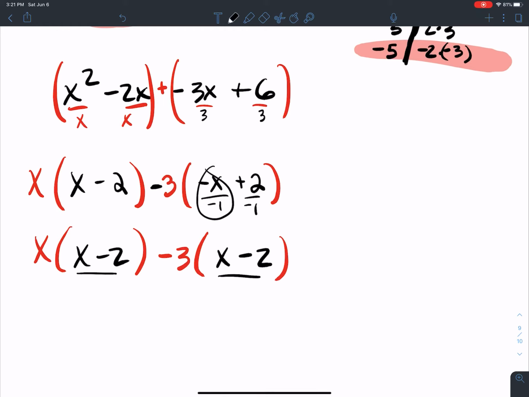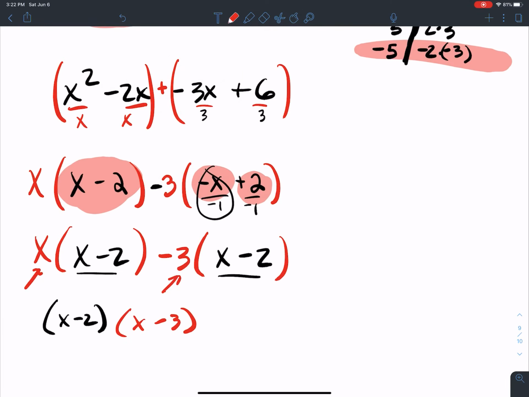So say you forgot my trick of trying to make the second parentheses look like the first parentheses, and you did this here. That's okay. You just got to recognize that these two are different. This is different than that, right? So once you get that down, you're good to go. All you got to do is GCF. So I pull an x minus 2 out of both of those terms. I'm left with an x, and I'm left with a negative 3. And so my answer here is x minus 2 times x minus 3. Okay?